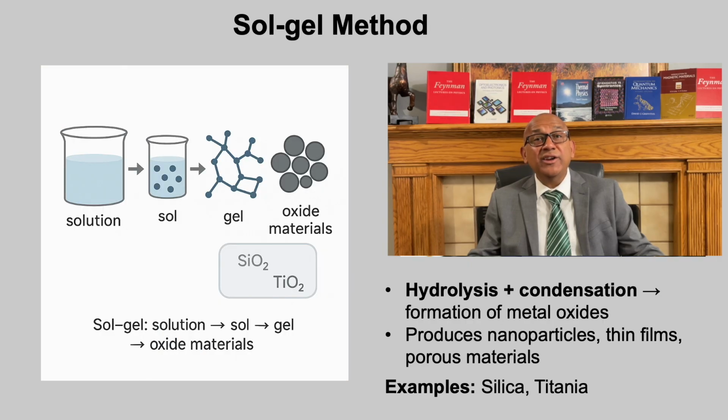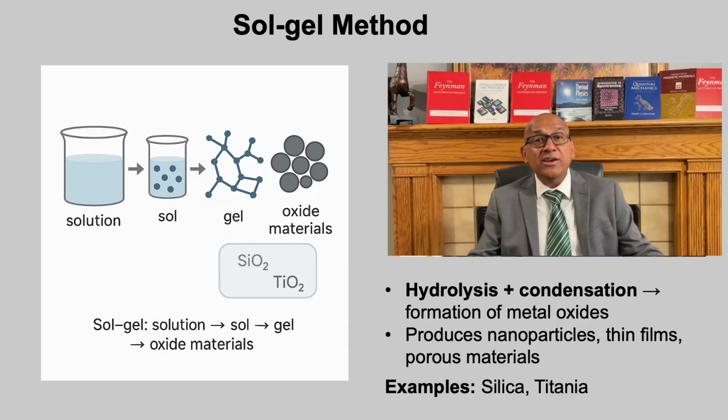One of the most versatile chemical synthesis routes is the sol-gel method. It begins with a solution of metal alkoxide or metal salt precursors. Through hydrolysis and condensation reactions, a colloidal suspension known as a sol forms. As the process continues, these nanoparticles interconnect into a continuous 3D network called a gel. After drying and calcination, the gel is transformed into metal oxides such as silica or titania.